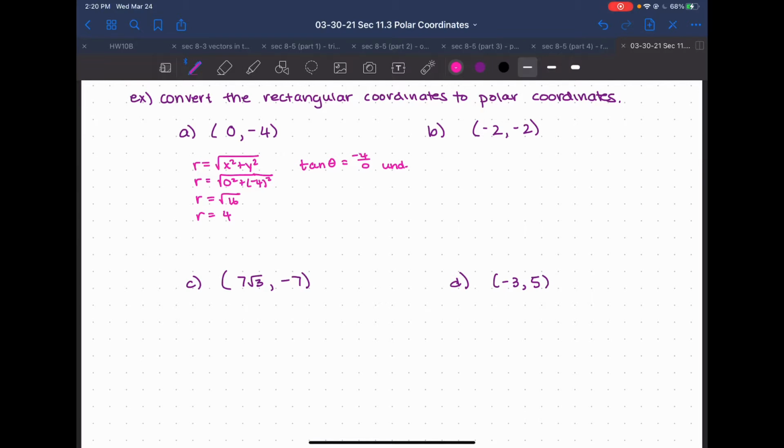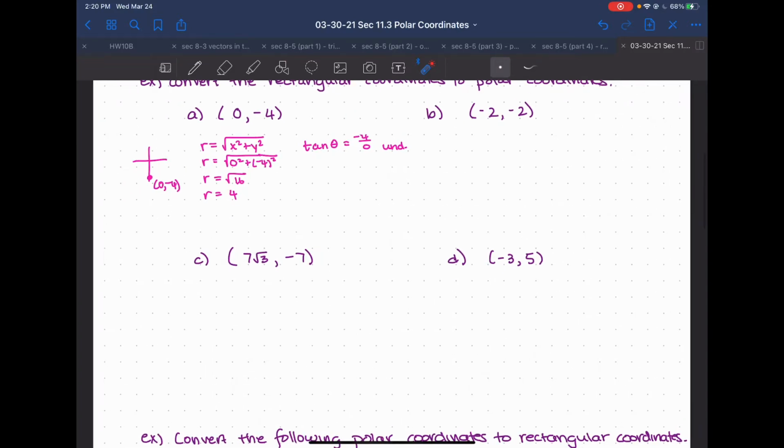What would this actually look like? If we were to plot the point (0, -4), I'll just do it really quickly over here. (0, -4) is down here. Well, think about your r and your theta then. We can see very easily it's 4 units away from the origin, so r is 4. And then we can also see that that is on an angle of 3π/2, which makes sense because the tangent of 3π/2 is undefined.